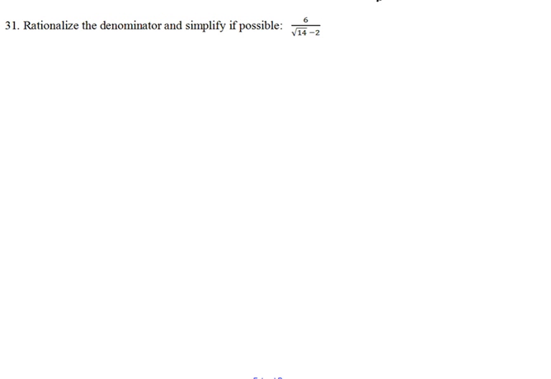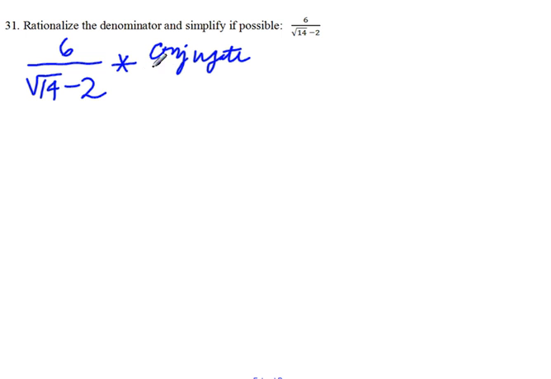Rationalize the denominator. That means we want to get rid of the square root in the denominator. We do this by taking the given fraction, 6 over the square root of 14 minus 2, and multiplying it by 1 so that we're not changing the fraction. And 1 is expressed as the conjugate of the denominator divided by itself.